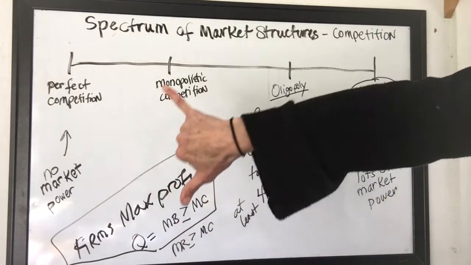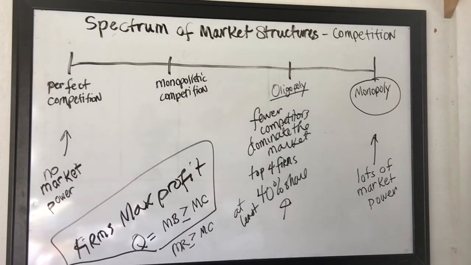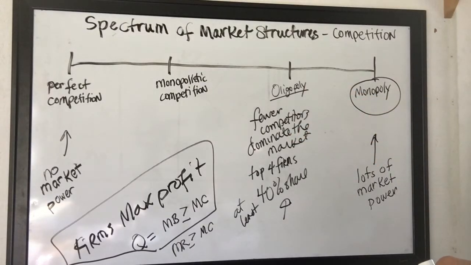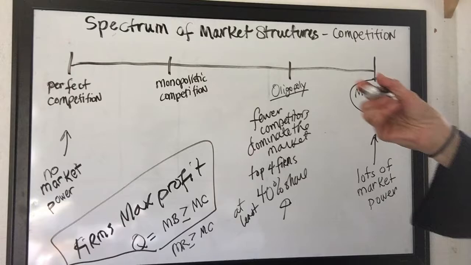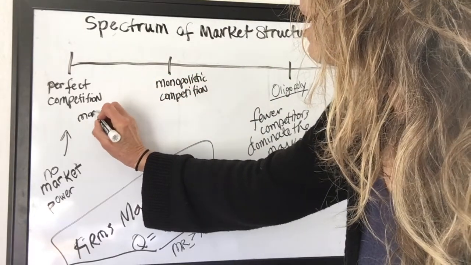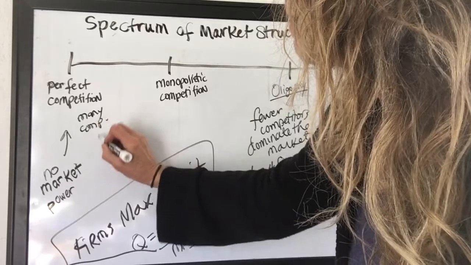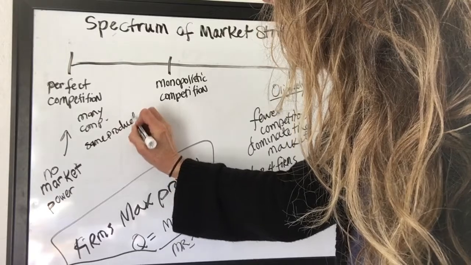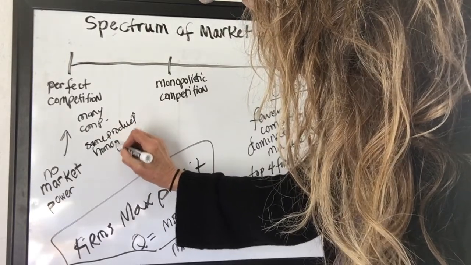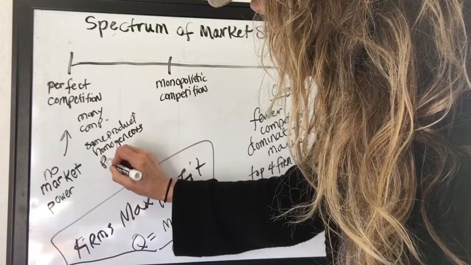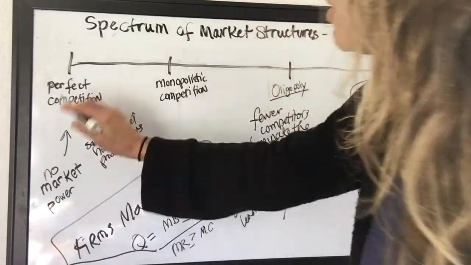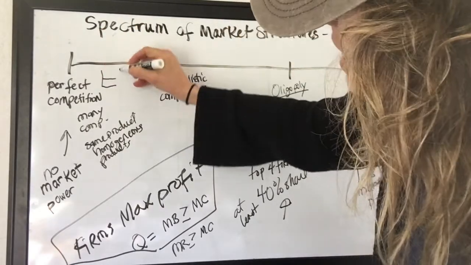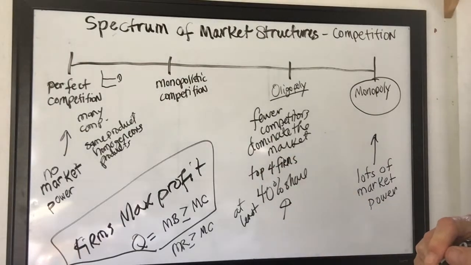Okay? So here is the spectrum of market structures. Again, there's various characteristics of these categories that you need to know. Perfect competition, many competitors, the same product. So homogeneous, they're all the same. Homogeneous products, okay? That's in perfect competition. They also, because of that, are going to have a demand curve that's horizontal, just like that.